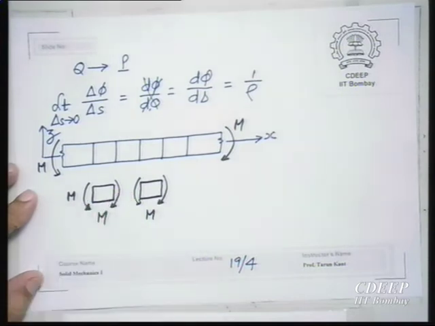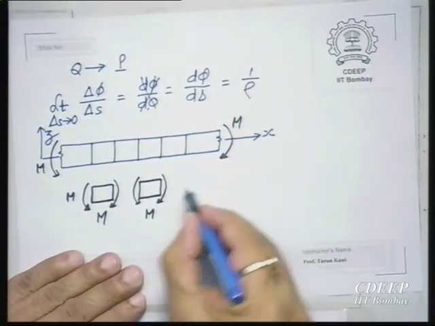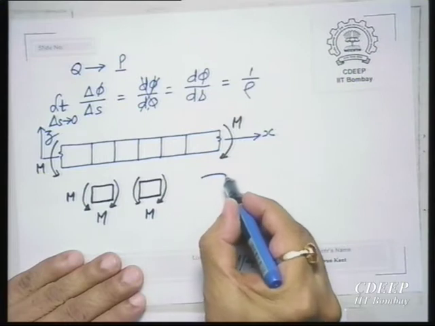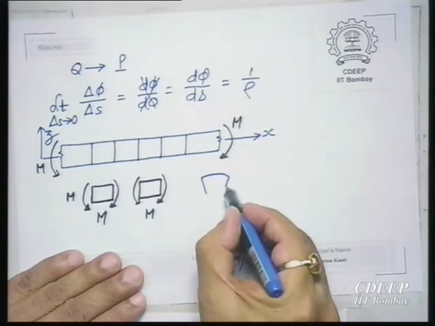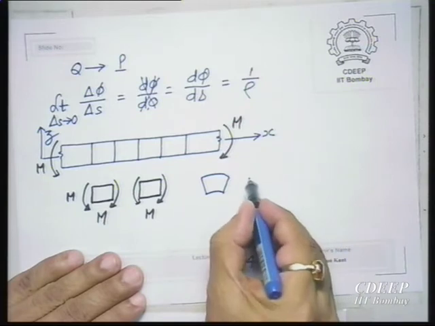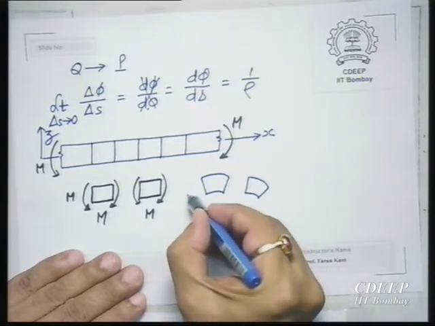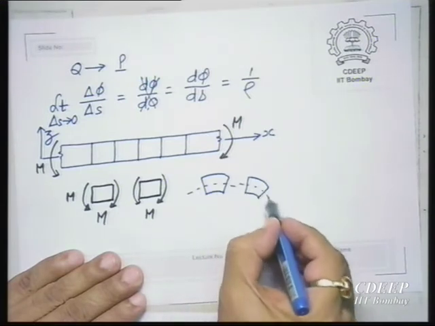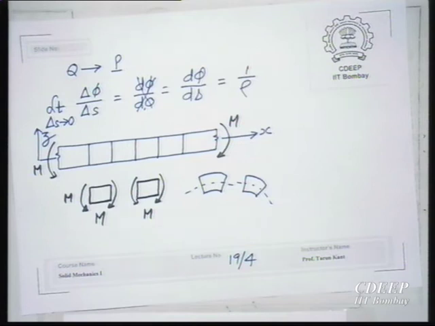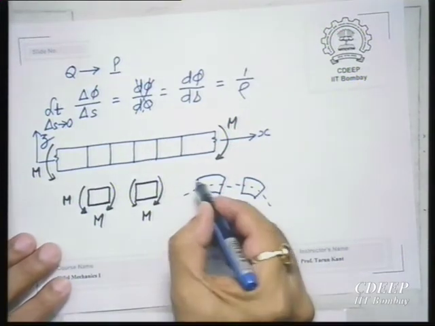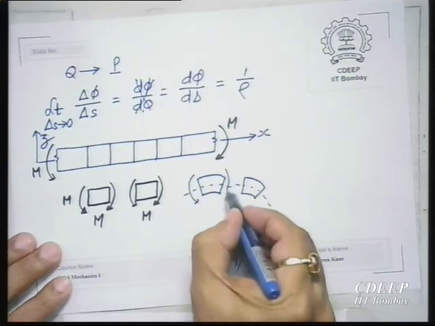The moment you apply a moment, then what happens to this? This will become like this. The next one will become like this. So there will be longitudinal fibers along the x axis. Some fibers will be stretched and some will be contracted. Some will contract and some will stretch, and the shape of these elements under the action of moment will become like this.